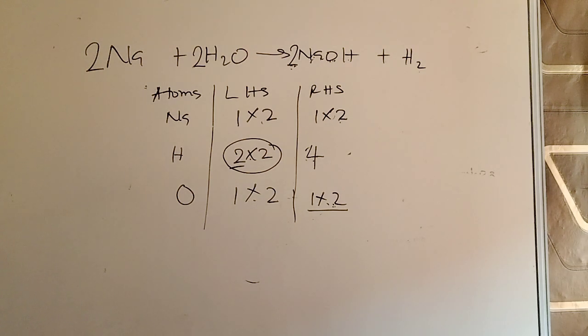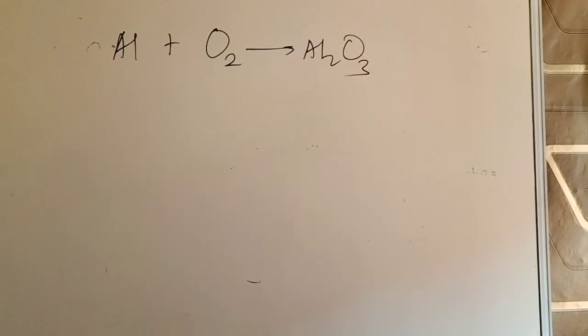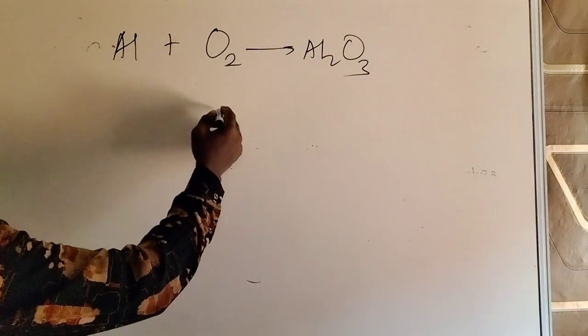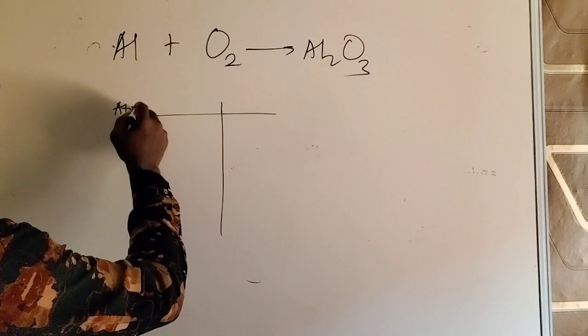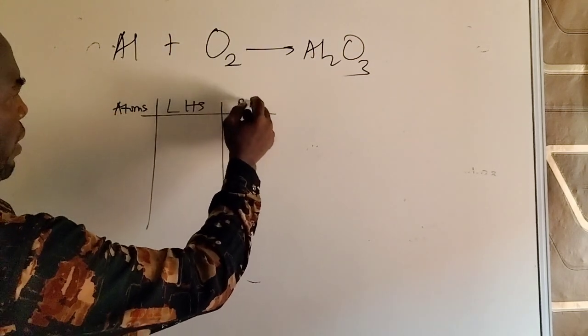So we'll take another example of an equation and see how we can balance it. Let's look at the problem on the board. Aluminium and oxygen giving us aluminium oxide. So to balance this equation, we have our atoms, left hand side, right hand side.